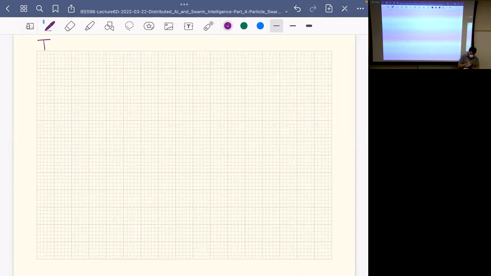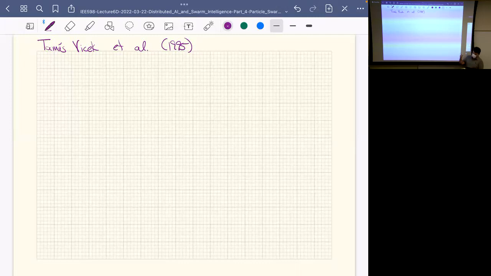This was Thomas Vicsek et al., 1995. So this is not computer graphics; it was more physics oriented. He said, imagine a system of agents similar to the boid agents, where each one has a position in space and an orientation. I'll say they've got a position, which I'll call r, a vector, so r_i at any particular time. And they also have an orientation, which I'll call theta_i(t).